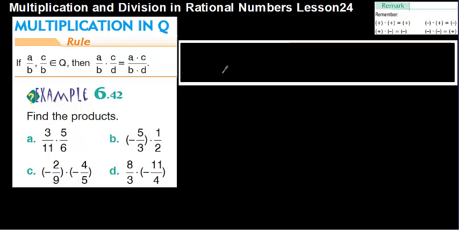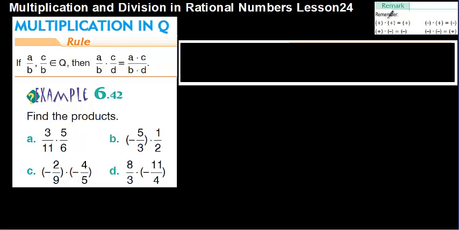In this video, I'm going to explain multiplication and division in rational numbers. And here the rule is given. When we have two rational numbers, b is different than 0, it must be. We are multiplying the numerators and denominators together. We are multiplying numerator by numerator and denominator by denominator.